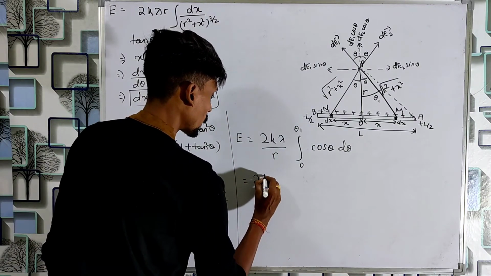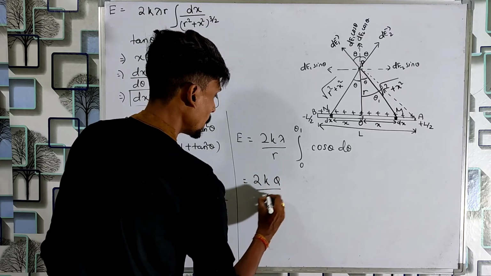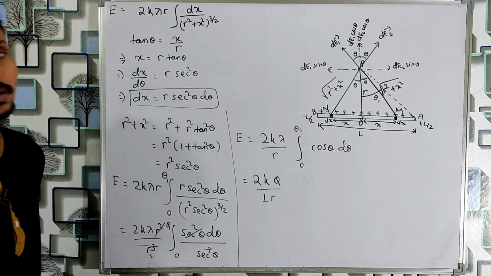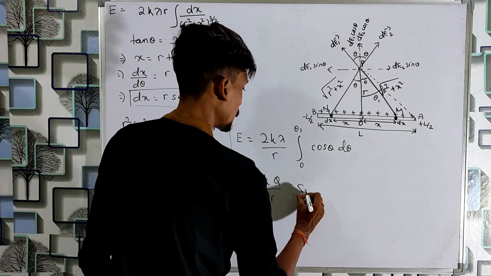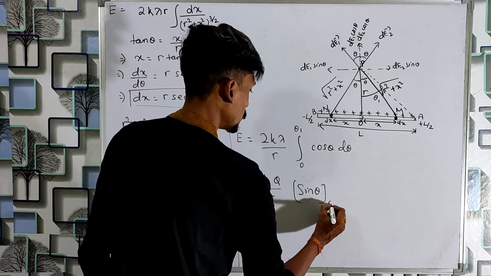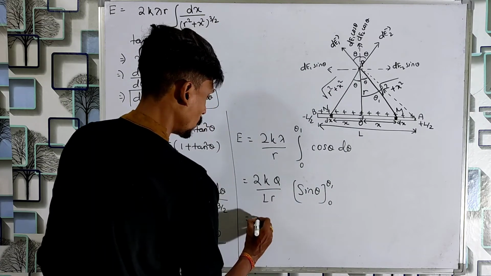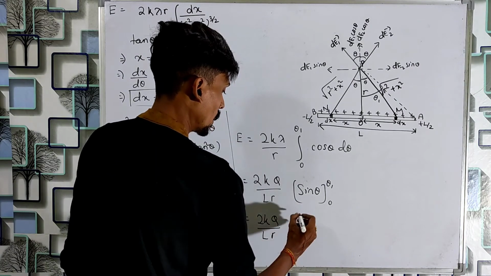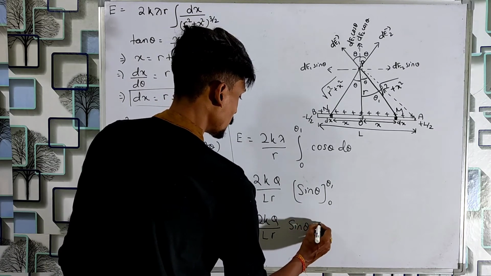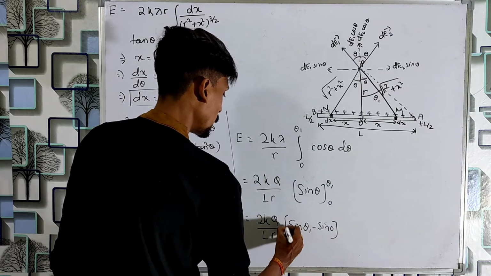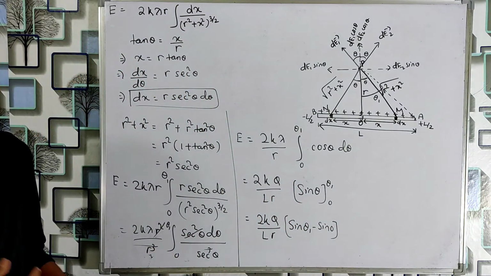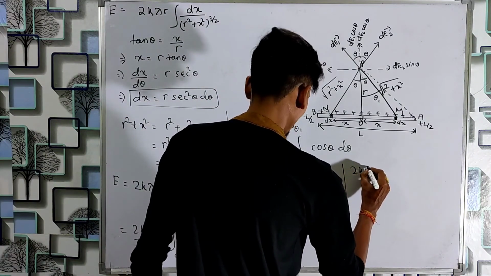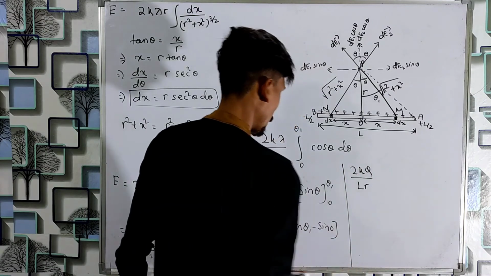This is equal to 2k, lambda is q by L, and integration of cos theta d theta will be sin theta. The limits are 0 to theta 1. This is equal to 2k q by L r into sin theta 1 minus sin 0, and sin 0 is 0. So this is equal to 2k q by L r sin theta 1.